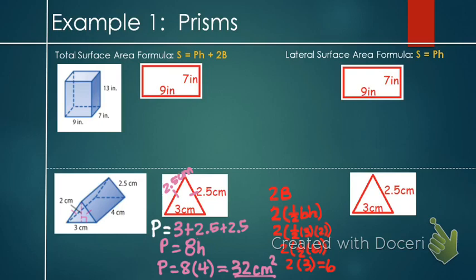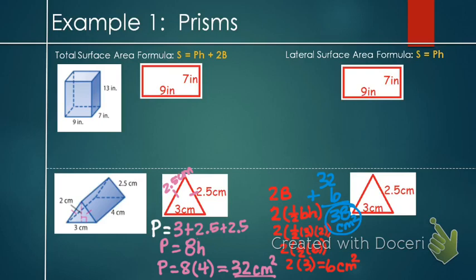And to find total surface area, we still need to go back and add the 2 together. So we get 32 plus 6 is 38. I didn't leave me much room. So 38 centimeters squared is our total surface area.